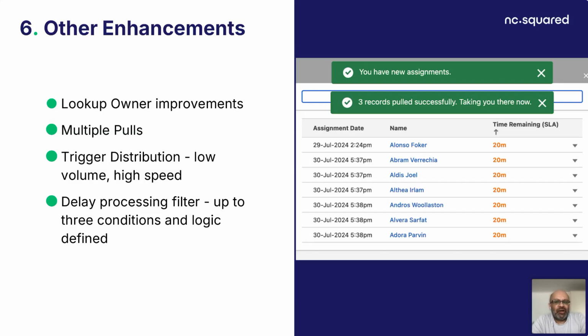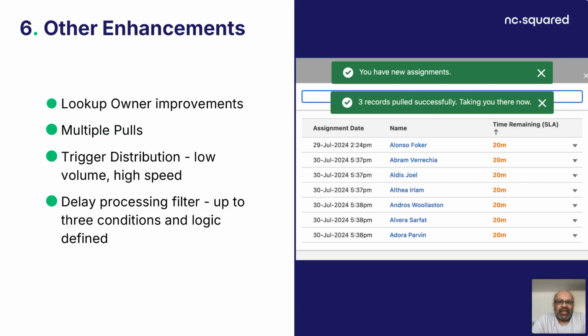If low volume, high speed distribution is one of your use cases, trigger distribution has now been enhanced to support any object, offering greater flexibility for DE to address your business needs. So this is distribution at high speed using Salesforce's triggers. And in addition, trigger distribution is now enabled by default for all DE customers. So you can start using it today.